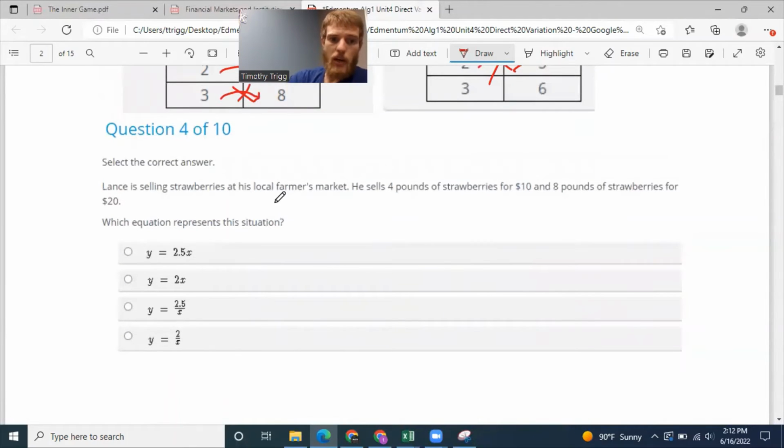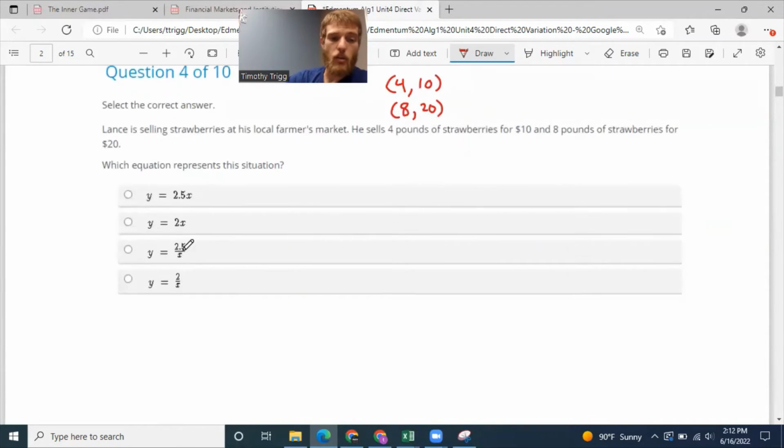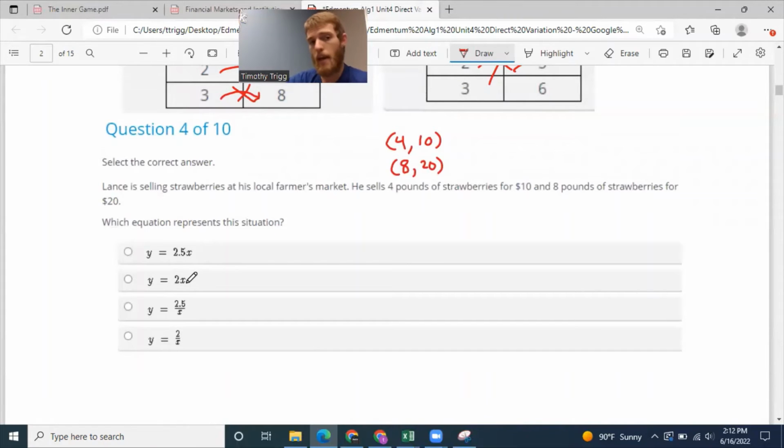Lance is selling strawberries at his local farmer's market. He sells 4 pounds of strawberries for $10, 8 pounds of strawberries for $20. So 4 pounds of strawberries for $10. And then the second coordinate point it gives us is that 8 pounds of strawberries for $20. Okay. Let's see which of these equations gives us the correct value of K.